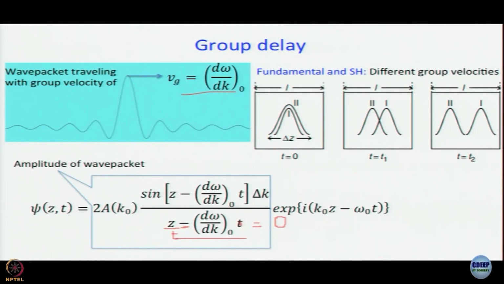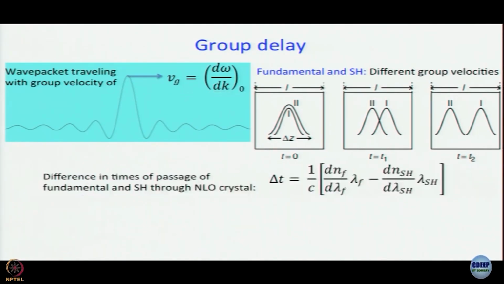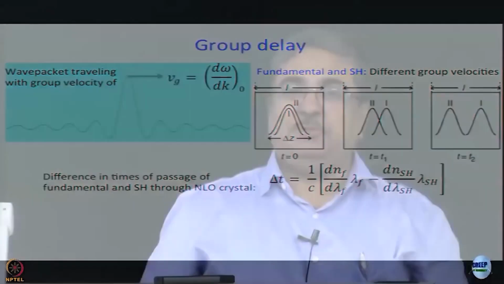Okay. Once again, without derivation, I will give you the expression, this is what it is. Delta t is given by 1 by c dnf d lambda f multiplied by lambda f, where f is fundamental, equal to dn sh d lambda sh multiplied by lambda sh. I might as well have, like the previous slide, written dn d lambda, then put a bracket and written f as subscript. That would have perhaps been better. Okay. So, you do not want too much of delta t, that is the issue. They have to travel together for the wave packet to sustain.